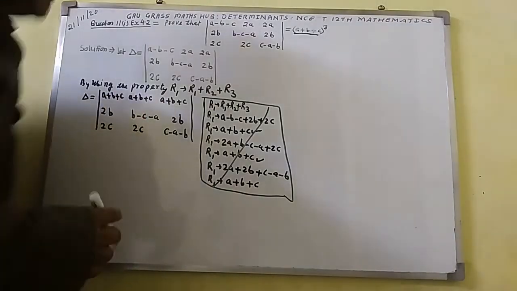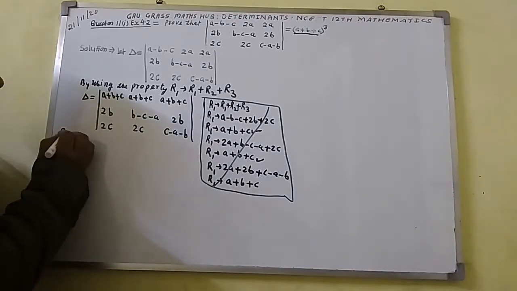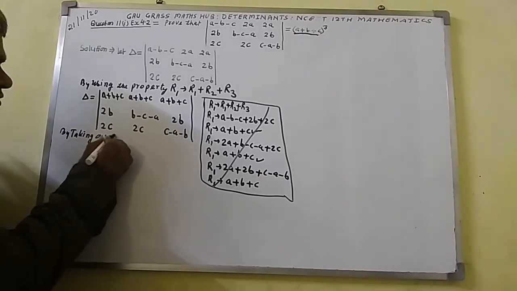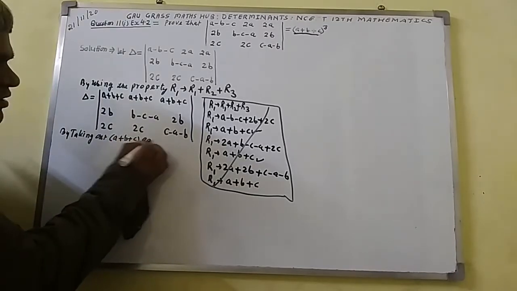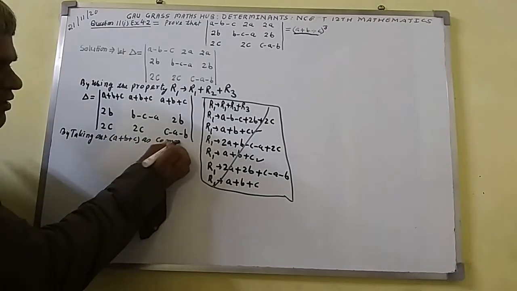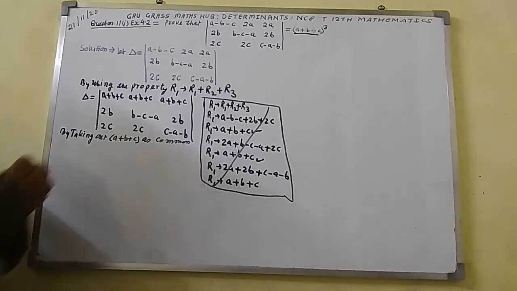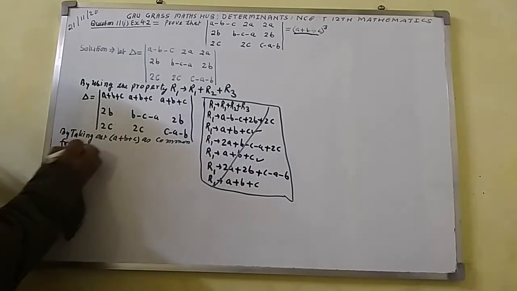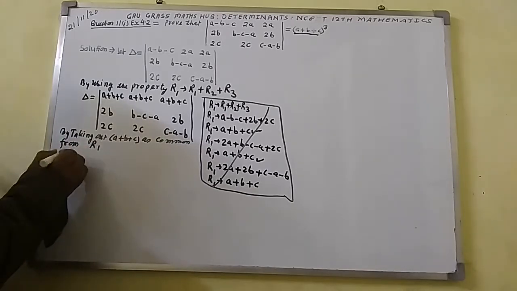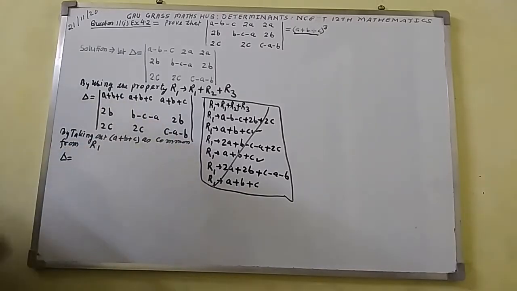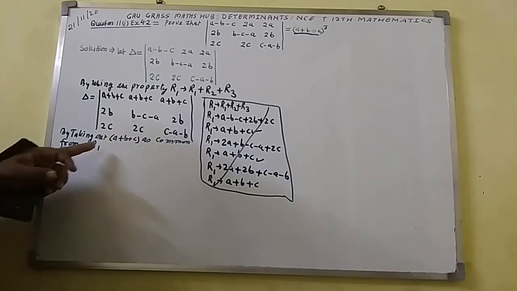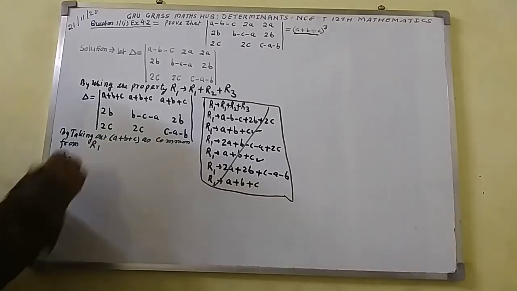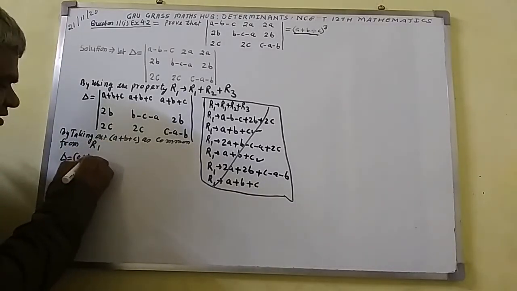So here I shall write, by taking out A plus B plus C as common from R1, you will get determinant equal to. R1 means first row. From the first row, take out common A plus B plus C. So here write A plus B plus C.